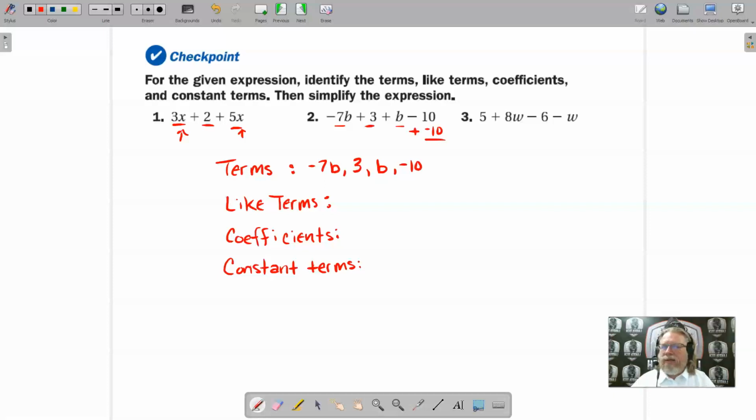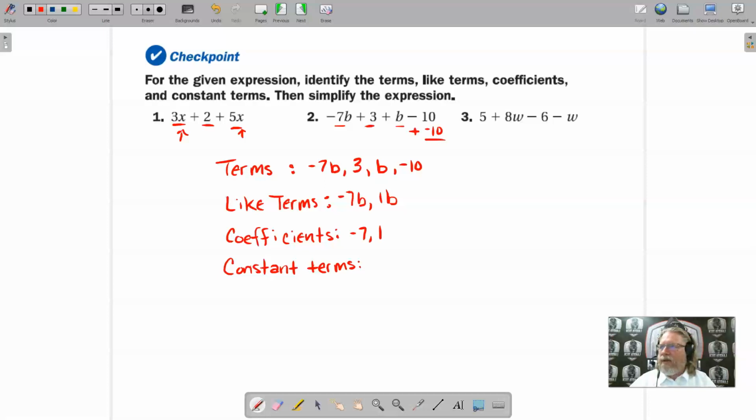Our like terms, so the ones that have identical variables. So here we have a negative 7b, and we also have b, and I'm going to go ahead and put the 1 in front of that right now because that's going to come in handy whenever we do coefficients. So we realize that b is the same as 1 times b. So the coefficient for this variable b is 1. What are our coefficients? Negative 7 and 1.